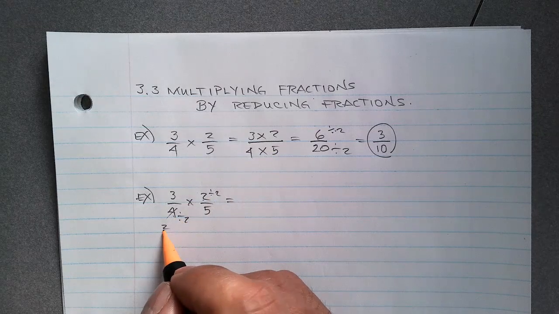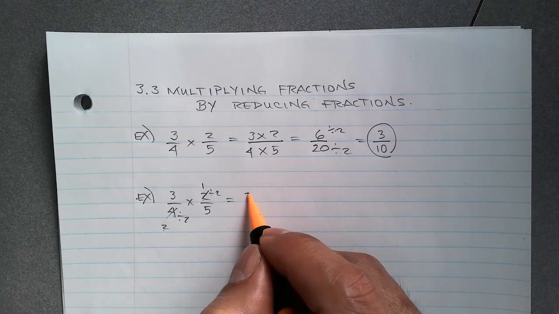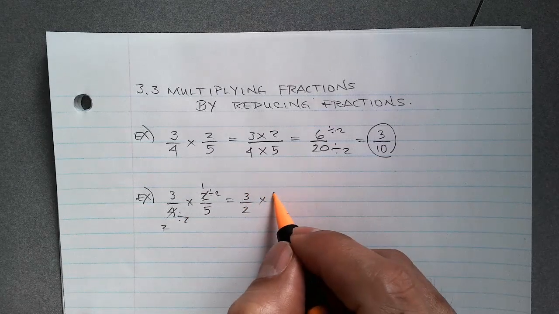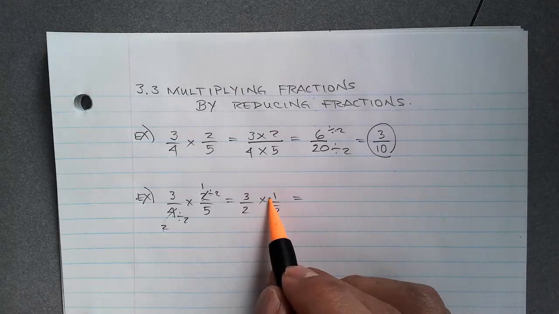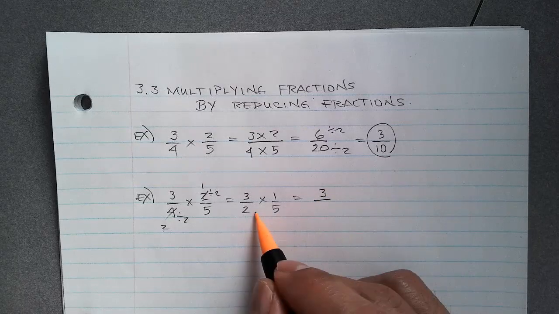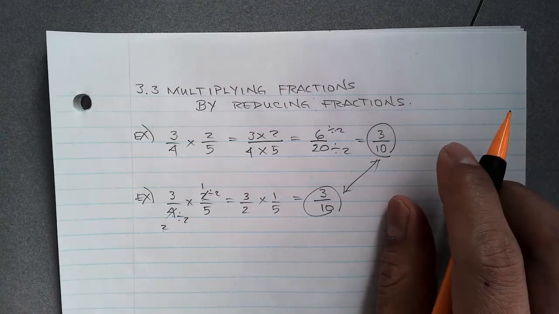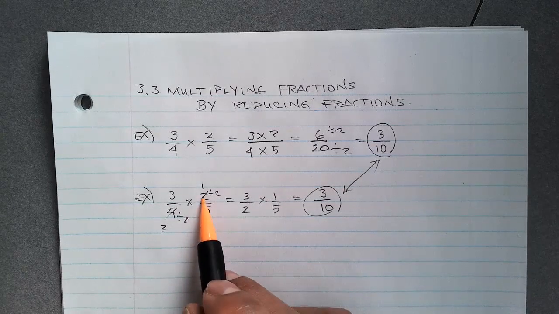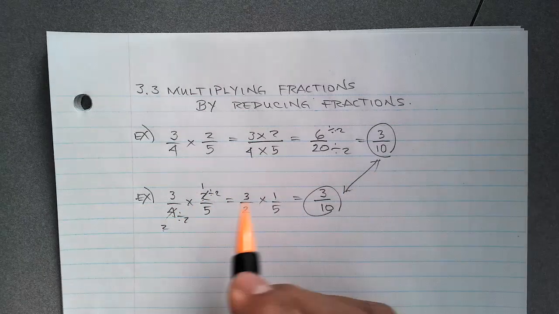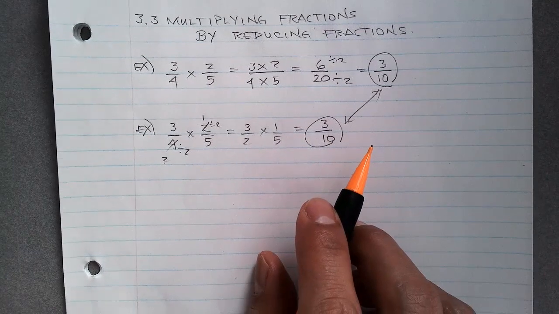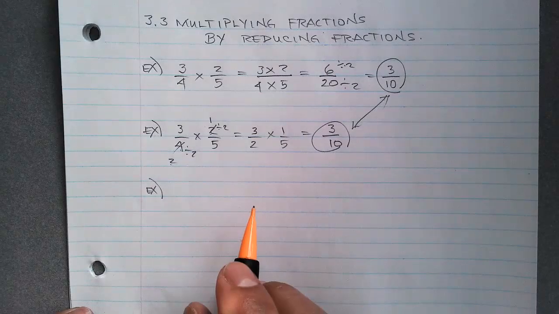4 divided by 2 will give you 2. 2 divided by 2 will give you 1. And so now here's your new multiplication: 3 over 2 multiplied by 1 over 5, which in the end will be 3 times 1 is 3, and 2 times 5 is 10. Same answer. Okay? But here we're going to emphasize the trick that you can reduce these before you even multiply them.